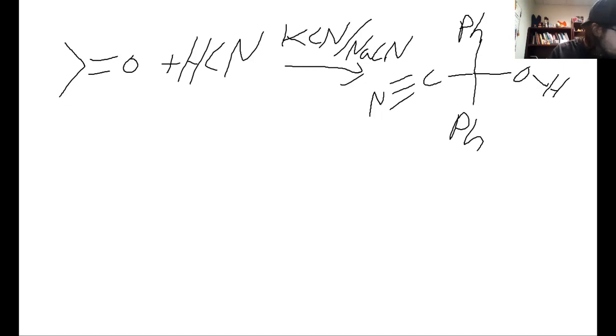Now there's an alternative: we can use the cyanide first and then use a protic solvent to protonate the oxygen later, but that's not a big deal.